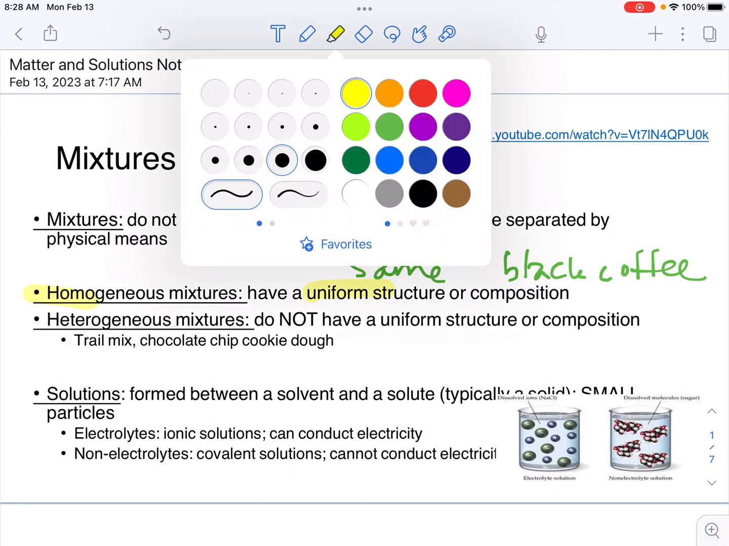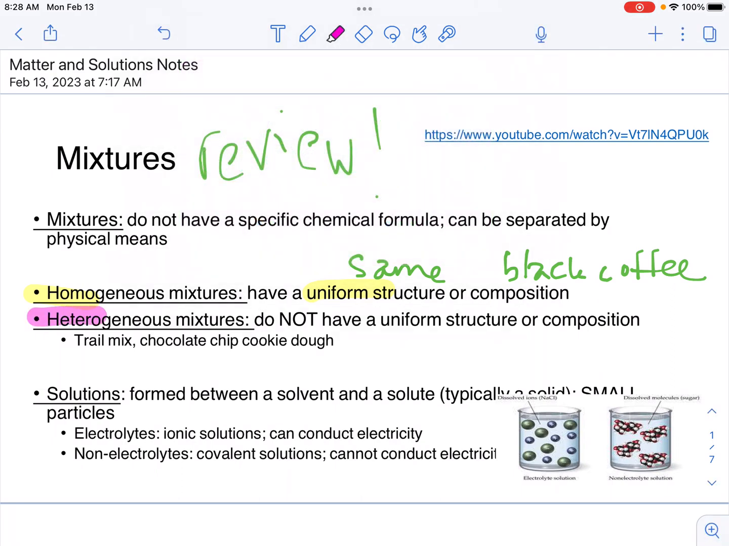When we compare and contrast that to heterogeneous, remember heterozygous meant that we had, for example, a capital B and a little b, right? And so those look different. And so accordingly, heterogeneous mixtures do not have a uniform structure or composition, right? If I'm looking at that chocolate chip cookie dough, I can very clearly see where the chocolate chips are and where the cookie dough is. I can clearly see the difference between those two. Or trail mix, right? I have almonds and M&Ms and raisins, depending on the type of trail mix you have, but all of those look different and I can see the differences, and we would refer to that as a heterogeneous mixture.